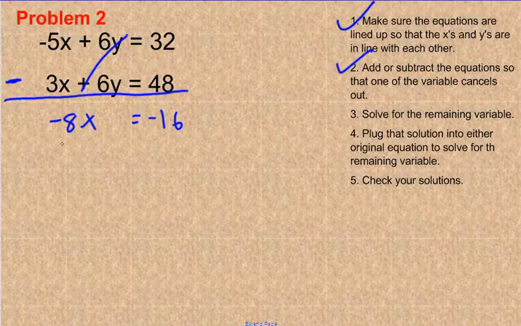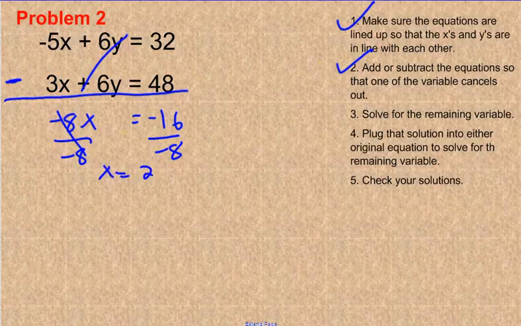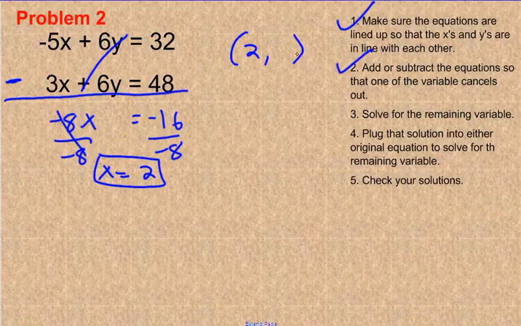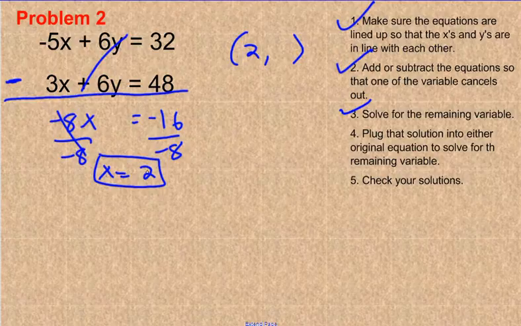Step 3 would be to solve for x. We have negative 8, divide by negative 8 on both sides. x is equal to 2. Sweet. So we have our x value. Let's find our y value now. We'll use a different color for this. Does not matter which one you plug it in for. Plug it in for the first one then, again.